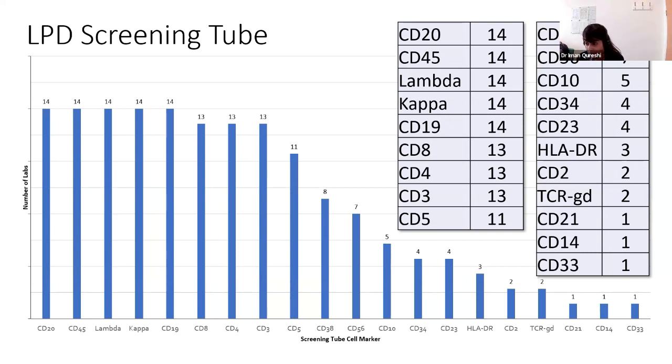Because this graph shows very small numbers, I just thought I would expand it. So you've got the cell marker there on the left, and then you've got the number of labs using that cell marker, between 14 to 1, on the right.